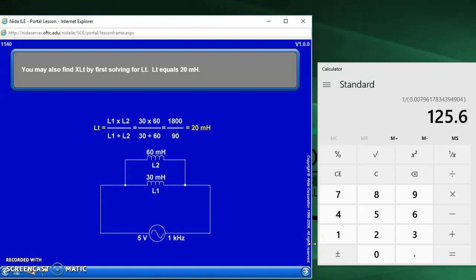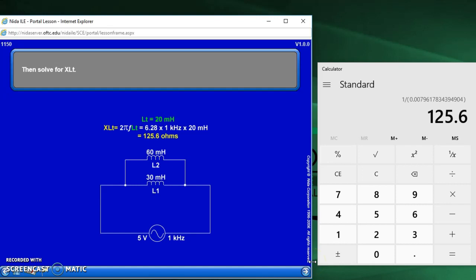All right, so we can also go ahead and find X of Lt. Now remember, we can't just add these or anything. We've got to do that reciprocal or that product over sum. Again, I'm not going to force you into whichever one, but that's your choice. And the equivalent for this circuit is 20 millihenries. 30 times 60 is 1800. 30 plus 60 is 90. Divide that into 1800 and we get 20 millihenries. And again, if these values were not in the same units, we would have to do the math first to do that. But thankfully they were.